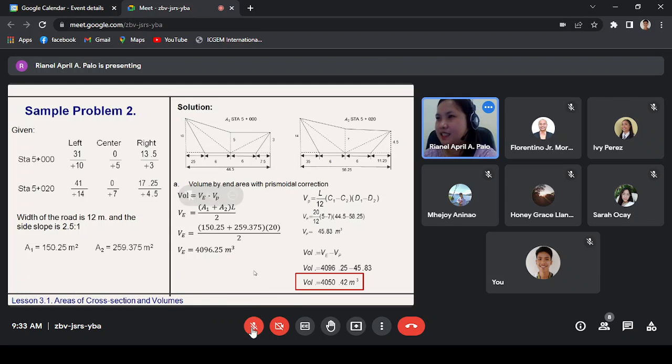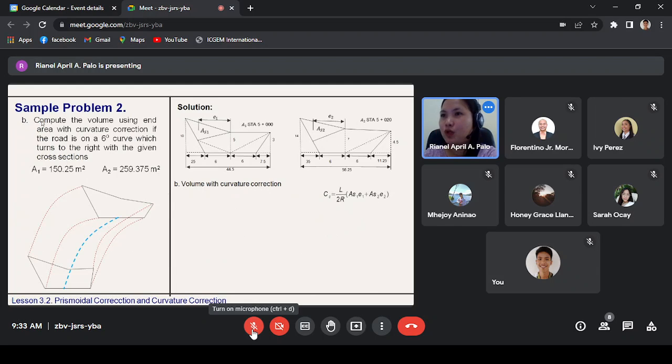Okay? So, mao na to sa ato problem A, sample problem 2.A. Then sa 2.B, we're asked to compute using end area with the curvature correction if the road is on 6-degree curve, which turns to the right with a given cross section.